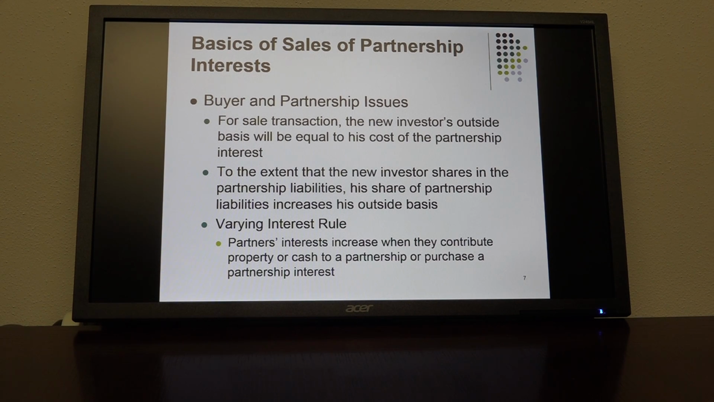Now, the second method would result in an interim closing of the partnership's books. Essentially, you would have a partnership short tax year for, really, two short tax years, pre-sale and post-sale.